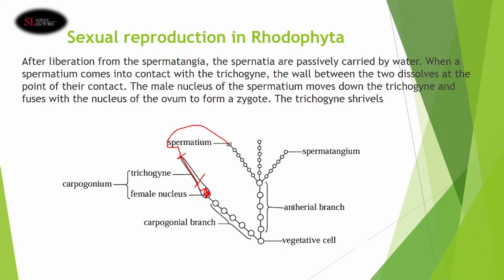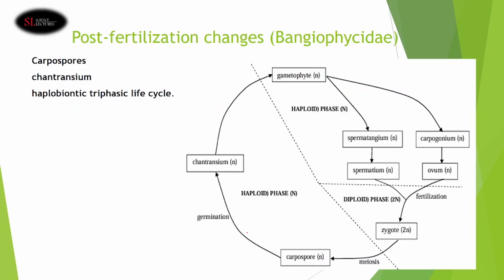I think I need to emphasize this: the carpogonium is produced on the carpogonium branch, while the spermatangium is produced on the anterior branch, and many of these come from vegetative cells. Okay, so what we've just discussed is general for both classes, Bangiophycidae and Florideophycidae. They both undergo what we have discussed, but the post-fertilization changes differ between them. So that is what we're going to discuss.